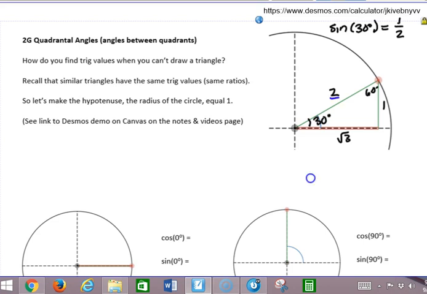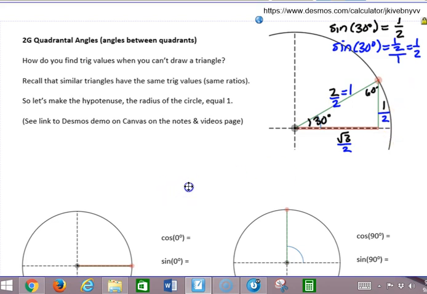So if I wanted the hypotenuse to equal 1, I would have to divide everything by 2. So now my opposite side is 1/2, my adjacent side is the square root of 3 over 2, and my hypotenuse is 1. So if I wanted to find sine of 30, opposite would be 1/2 divided by 1, which is still equal to 1/2. So scaling the sides, either making them all bigger or all smaller by the same ratio, doesn't affect the trig value. Similar triangles have the same trig values.